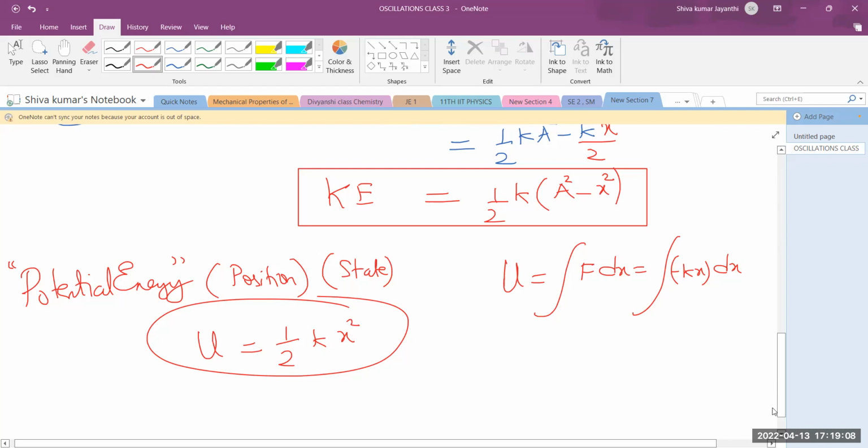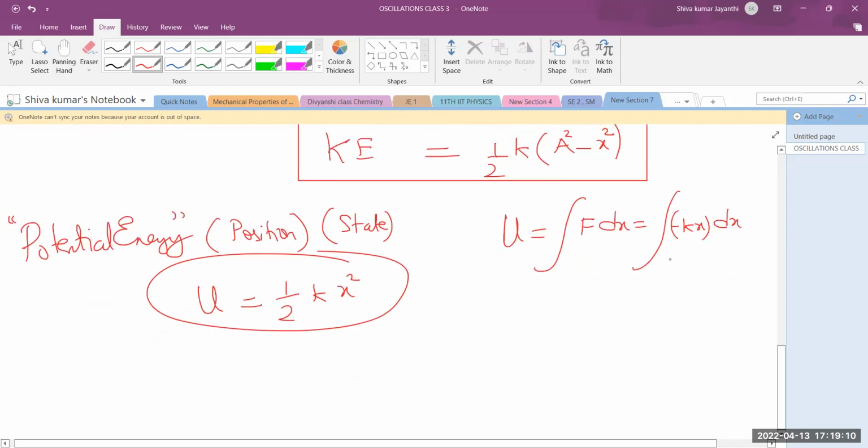How you got this is a little bit of mathematics that you may not understand, but you need not remember it. Just remember this. So what is that going to be? Half k x square, and we know x is A cos(omega t plus or minus phi). So you write half k A square cos square(omega t plus or minus phi). Understood? This is your potential energy.